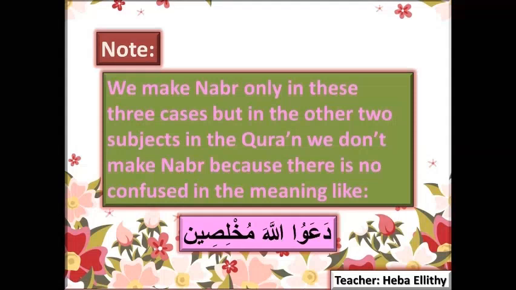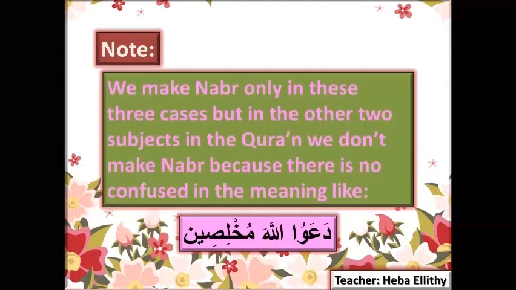But da'aw means right away it's more than one person. So I don't need to make nabr in this case because it's very clear it's more than one person who make dua, who pray to Allah subhanahu wa ta'ala. So I don't need to make nabr here and say da'awullaha. I don't need to do that because da'a is singular. It's the verb in singular. It's completely different from da'aw, right? So I will not be confused in the meaning between one person and more than one person.